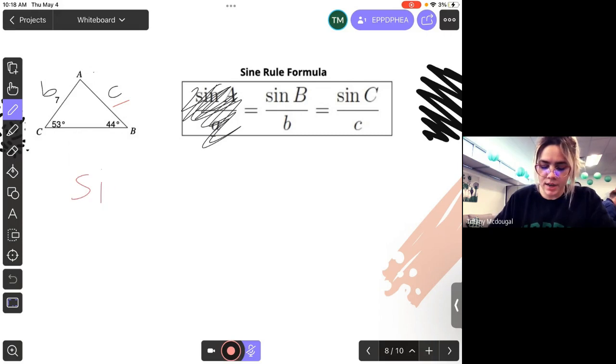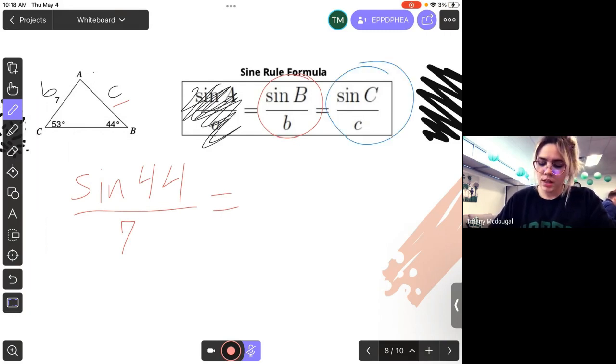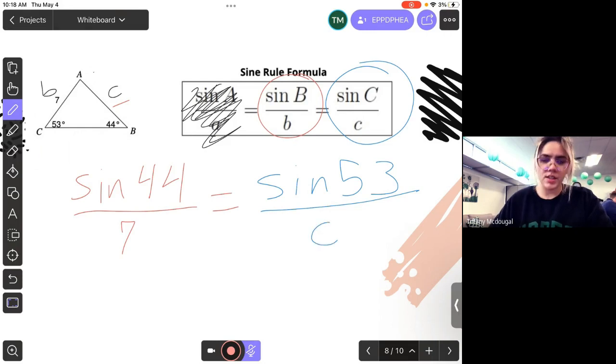Sine, and I'm just following this ratio right here, sine of capital B over lowercase b is equal to, and I'm going to solve for this ratio, sine of capital C, which is 53, over little c, which is unknown, so you can leave it as c or put an x if you prefer.